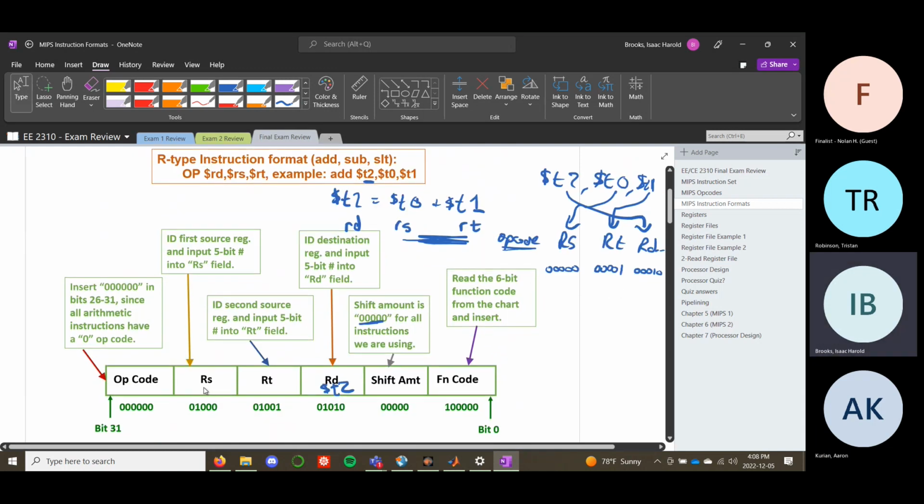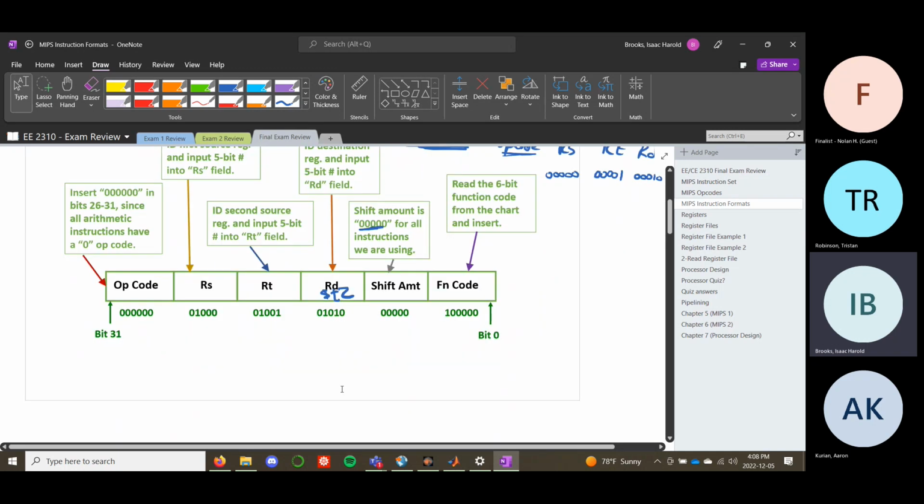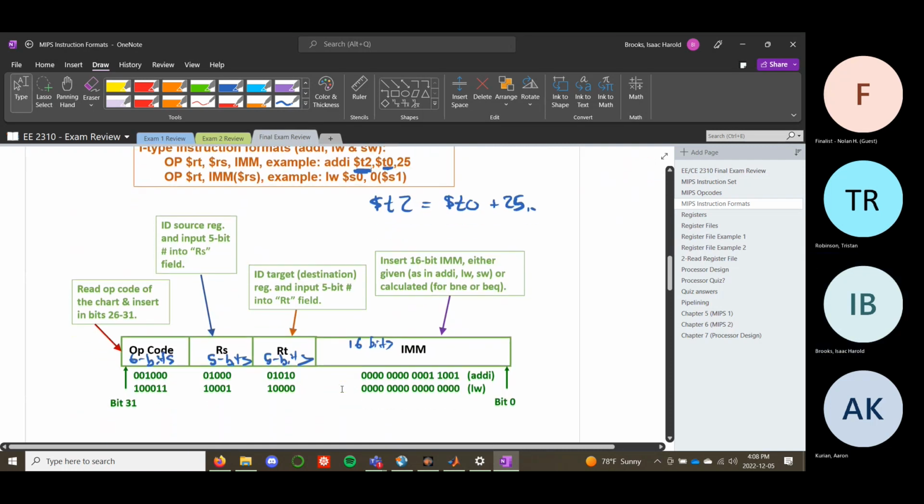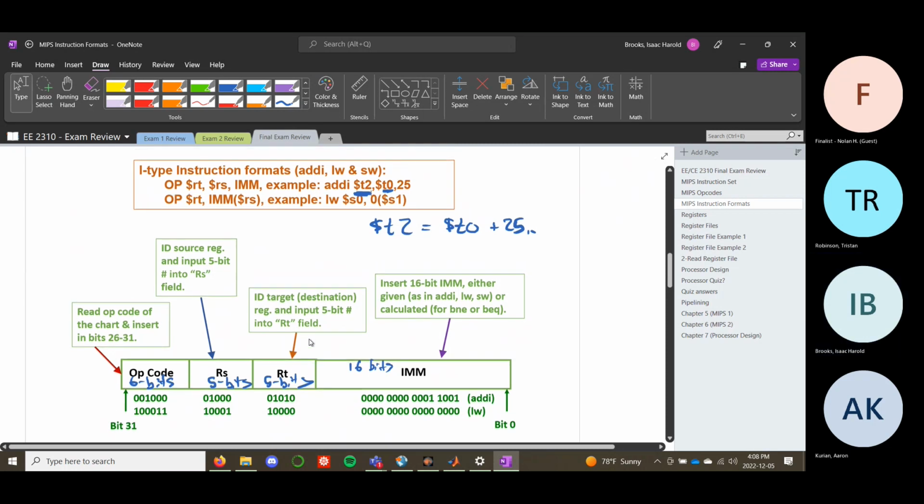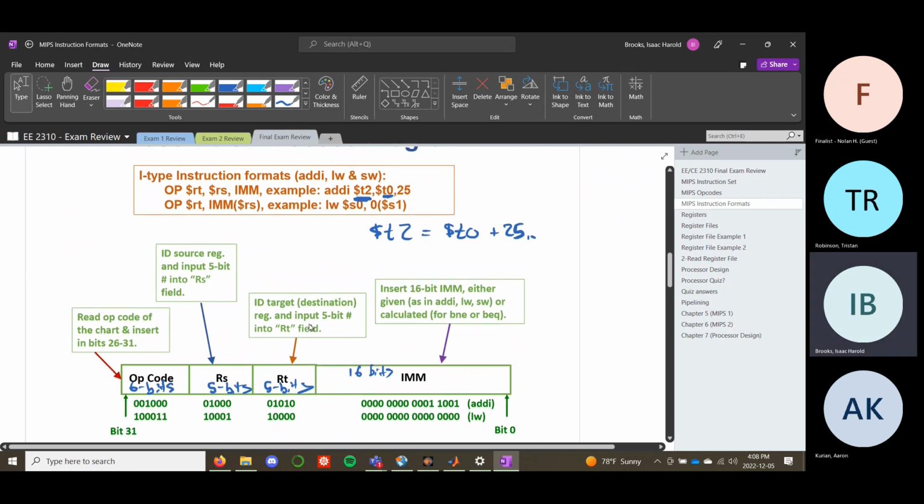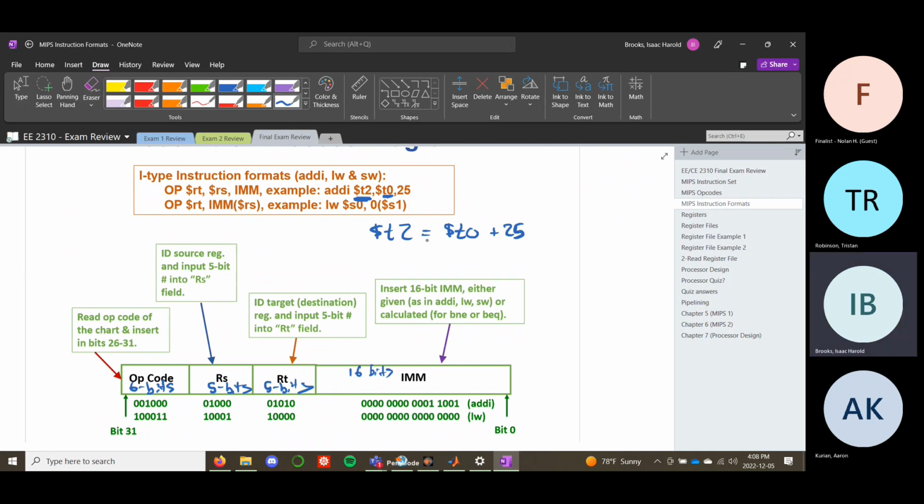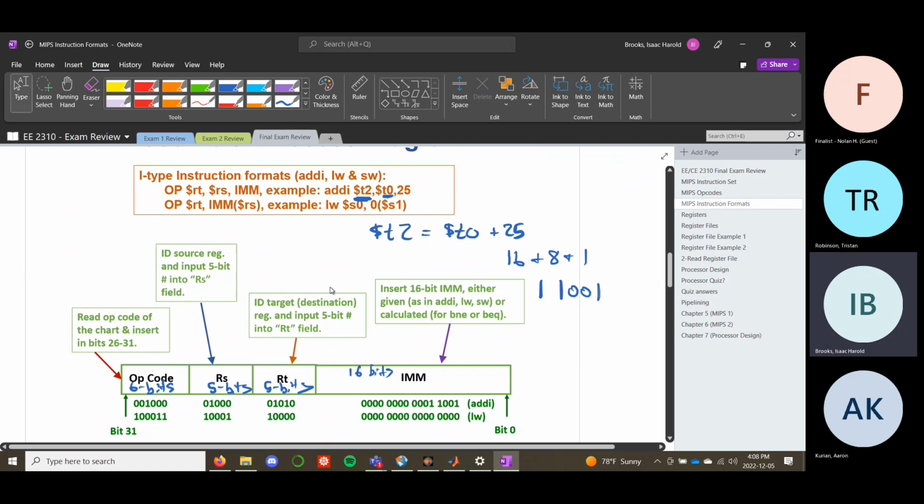Your RS is your first argument, your RT is your second argument, and RD is where the result gets stored. So it's kind of the same way here, except there's no RD. So we have to adjust it a little bit. But your immediate, in this case, is 25. So 25 gets converted into binary, and 25 in binary is 16 plus 8 plus 1, which is 11001.